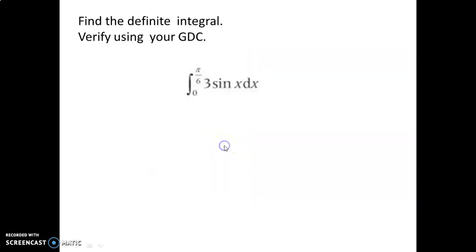So let's keep going. All right, let's try this one. We have this function here, and we're finding the integral from 0 to pi over 6. Okay, let's break this down. It says find the definite integral and then verify using your GDC. So at the end, we'll grab our calculators and see if our answer makes sense.